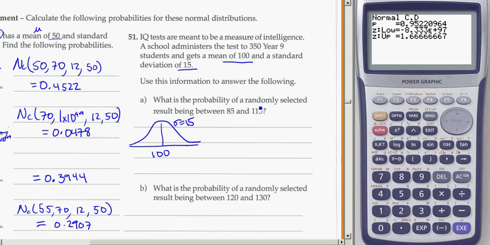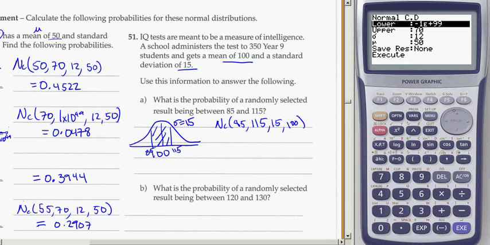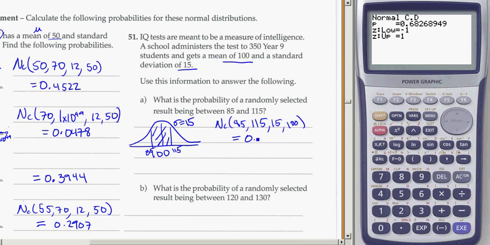Now, what is the probability of a randomly selected result being between 85 and 115? So if 85 is my lower limit there, and 115 is my upper limit there, in my calculator, that's 85, 115, I'm going to have 15 and 100. So here we have 85, 115, 15, and 100. We get a probability of 0.6827.